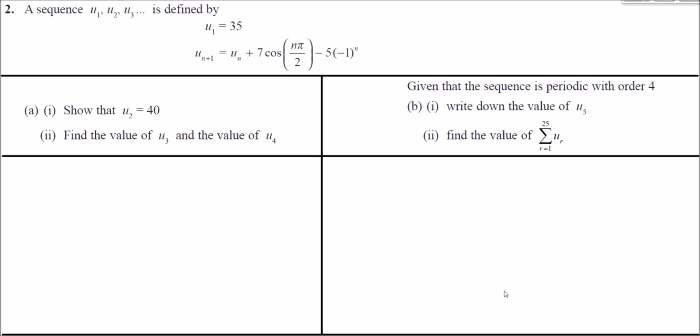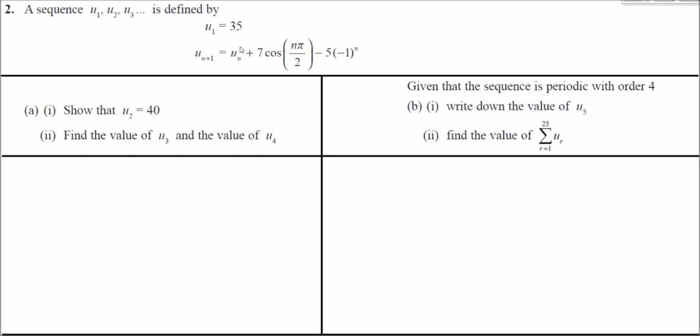Question 2, we're talking about sequences now. We've got a sequence u subscript 1, u subscript 2, and so on, defined as follows. So u1 is 35, and then this is a term-to-term rule. So the next term along, u n plus 1, is the previous term plus 7 lots of cosine n pi over 2, where n is the previous term's number, minus 5 times minus 1 to the power of n. So our job for A part 1 is just to show that u2 is 40.